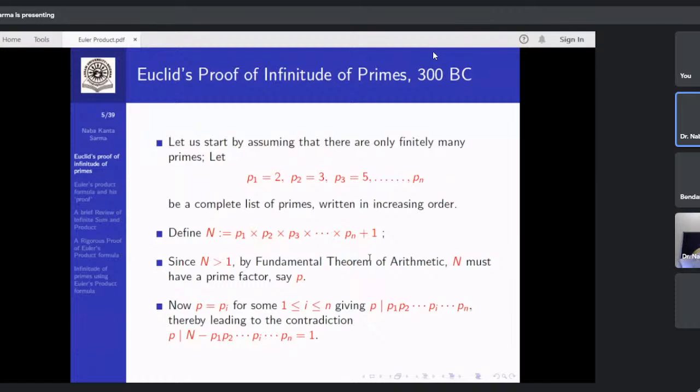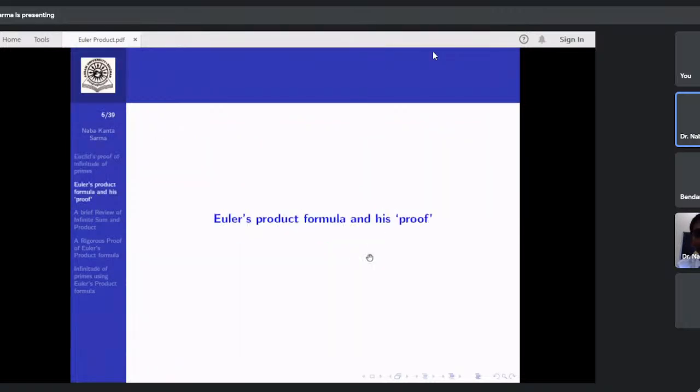So a very elegant, beautiful, and short proof. This existed around 300 BC. So let us see now that product formula that we are talking about, which was devised by Euler, and he also gave a proof of this result.